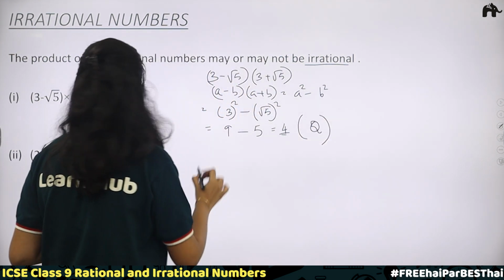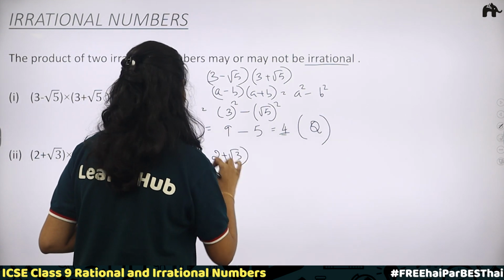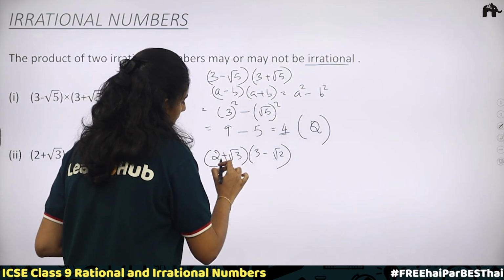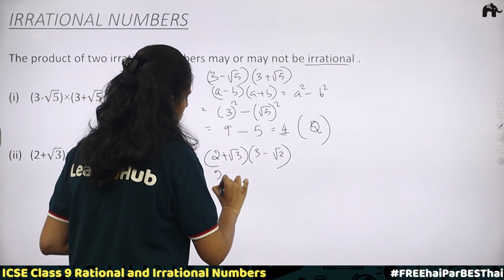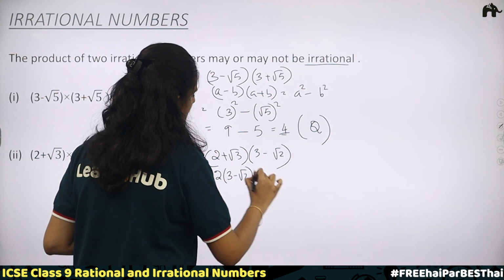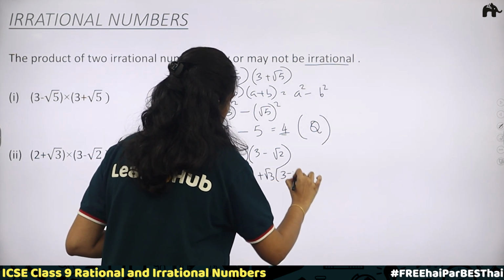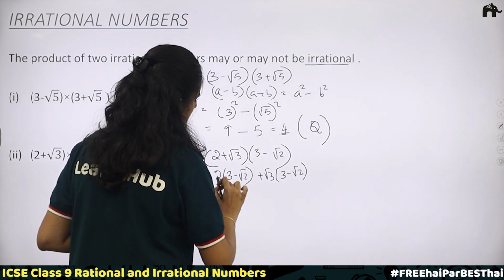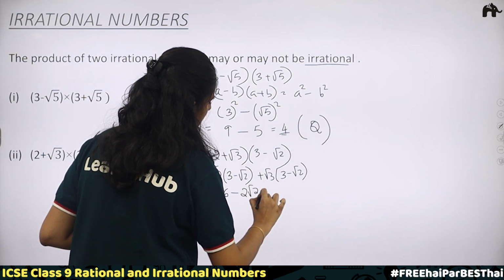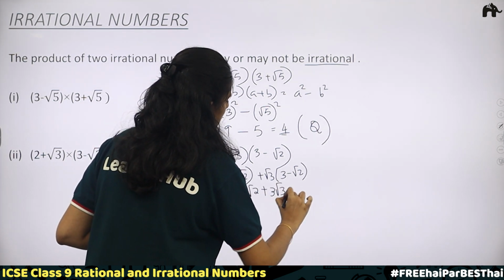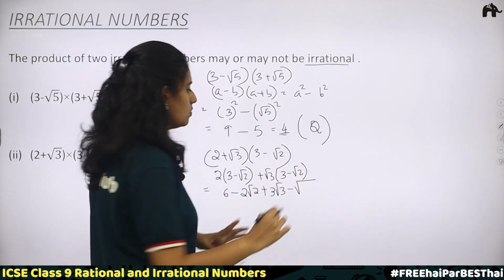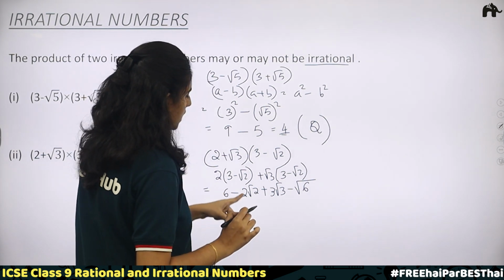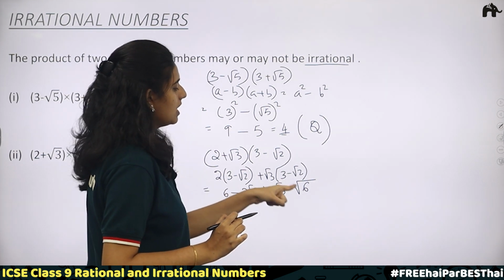Okay. Next example. 2 plus root 3 into 3 minus root 2. Here we are going to multiply 2 into 3 minus root 2 plus root 3 into 3 minus root 2. That is equal to 2 into 3, which is 6, minus 2 into root 2, which is 2 root 2, plus 3 root 3 minus root of 3 into 2, which is 6. So this is equal to 6 minus 2 root 2 plus 3 root 3 minus root 6.